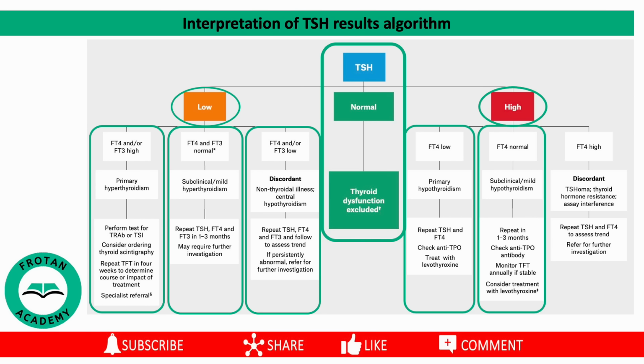Elevated TSH with normal FT4 indicates subclinical or mild hypothyroidism. Anti-TPO antibody, repeat and monitoring of TFT should be performed. Patient should also be considered for levothyroxine therapy. Elevated TSH and elevated FT4 is an unusual pattern, which may indicate analytical interference. However, it may also indicate TSH secreting pituitary adenoma, thyroid hormone resistance, thyroid replacement, and medication side effects. TFT should be repeated to assess trend, and further investigations may be required.